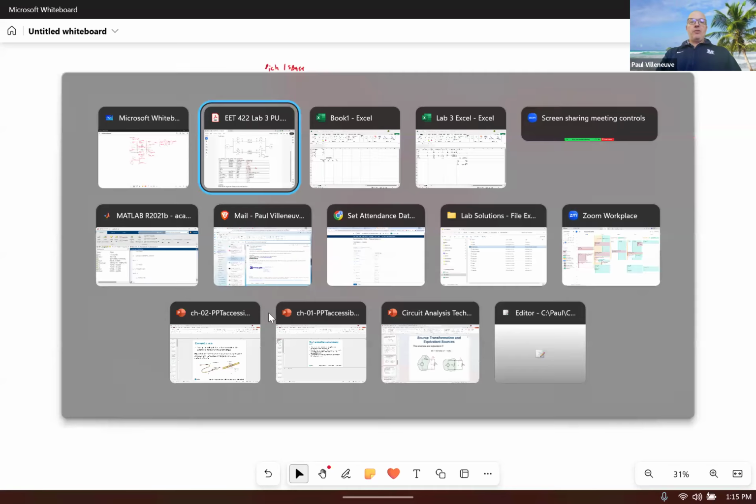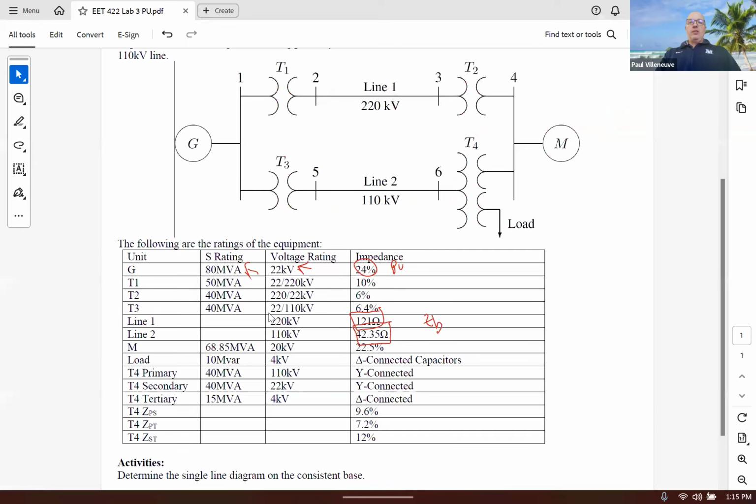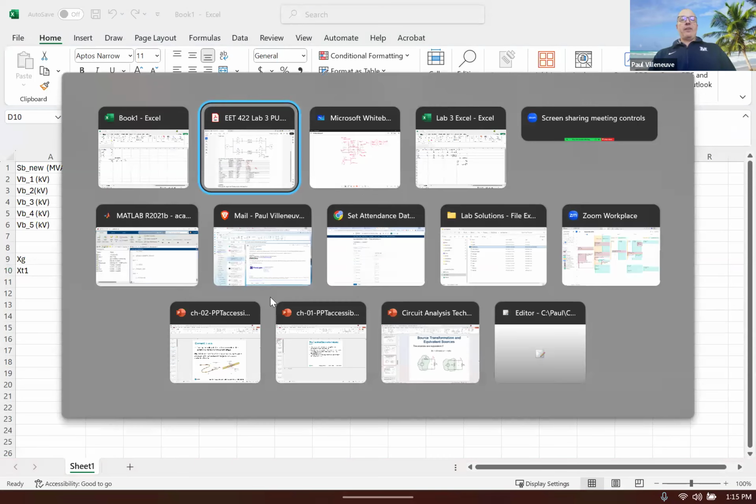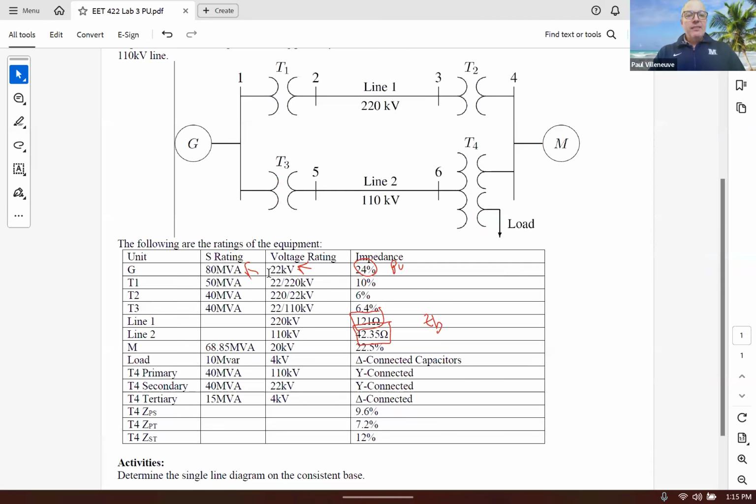So which one do you want to use? Do you want to use the high voltage or low voltage winding? Your pick. Doesn't matter to me. All right, so we'll pick 22. The S base over here is 50 MVA.